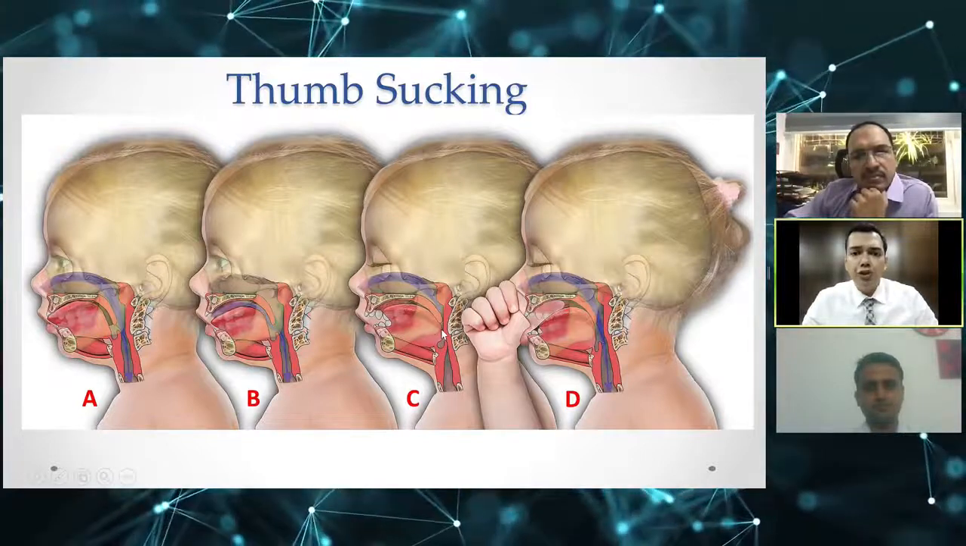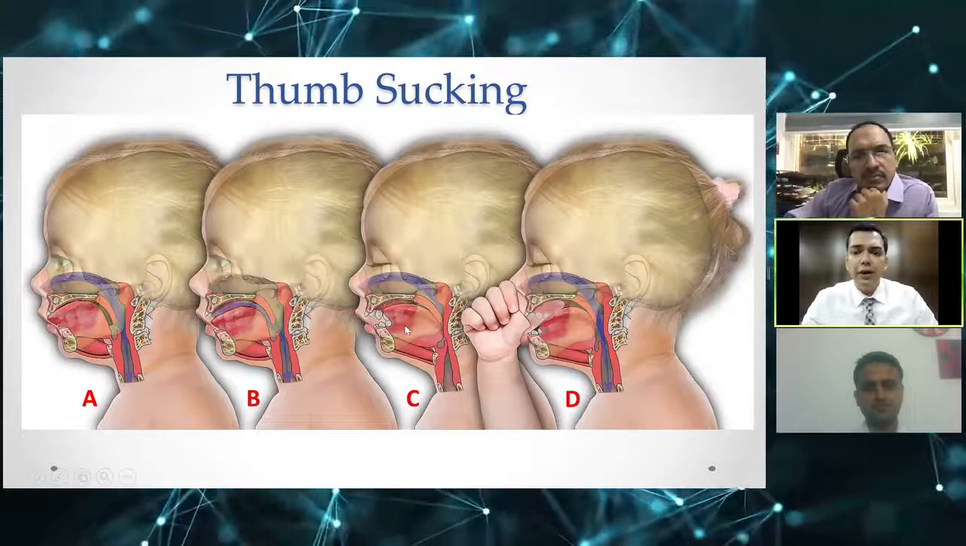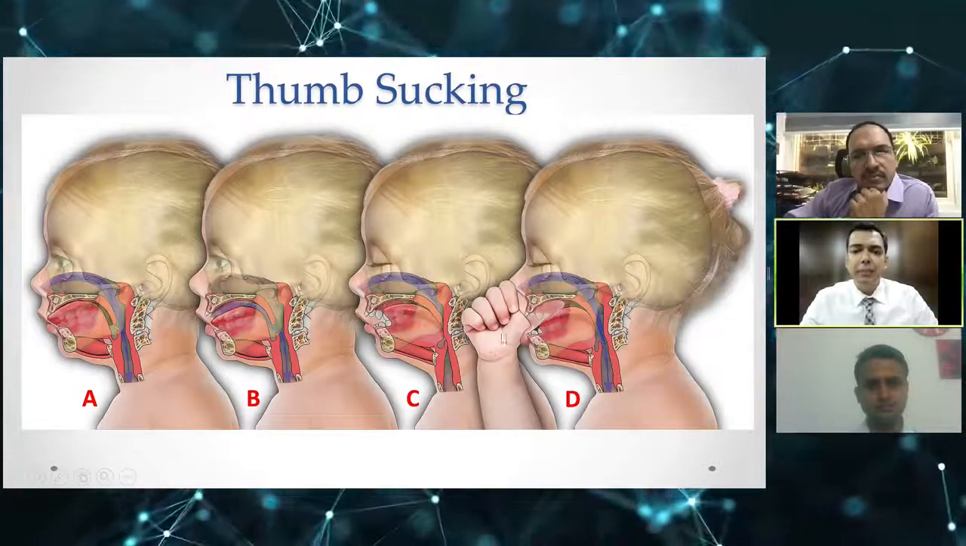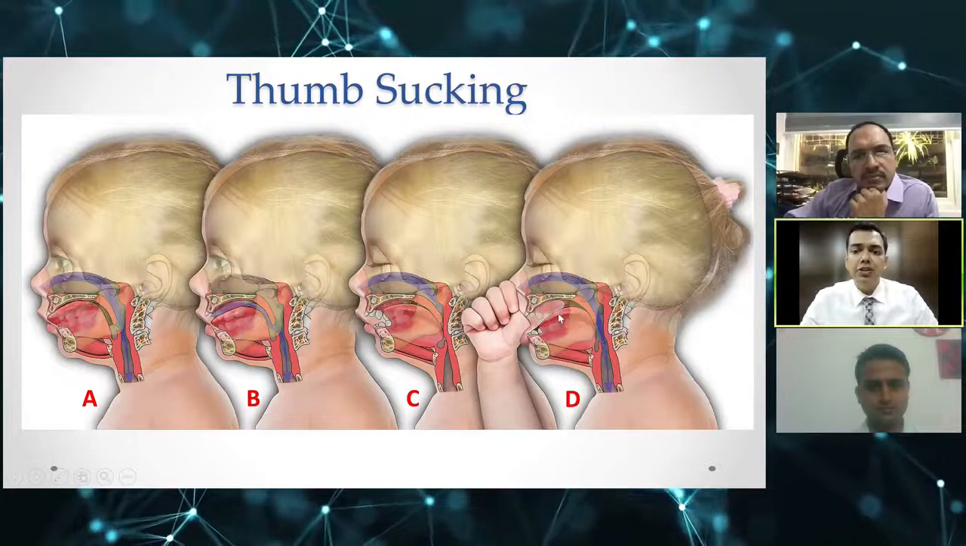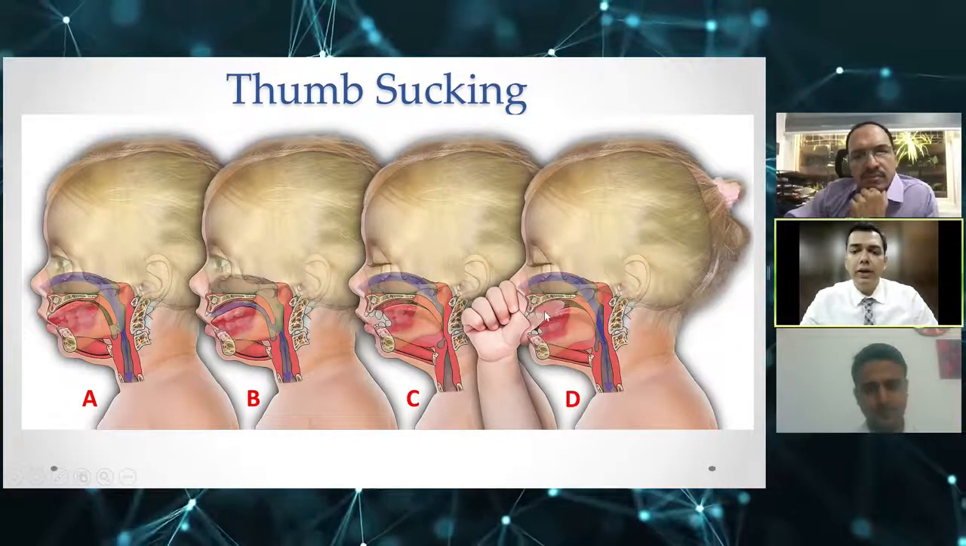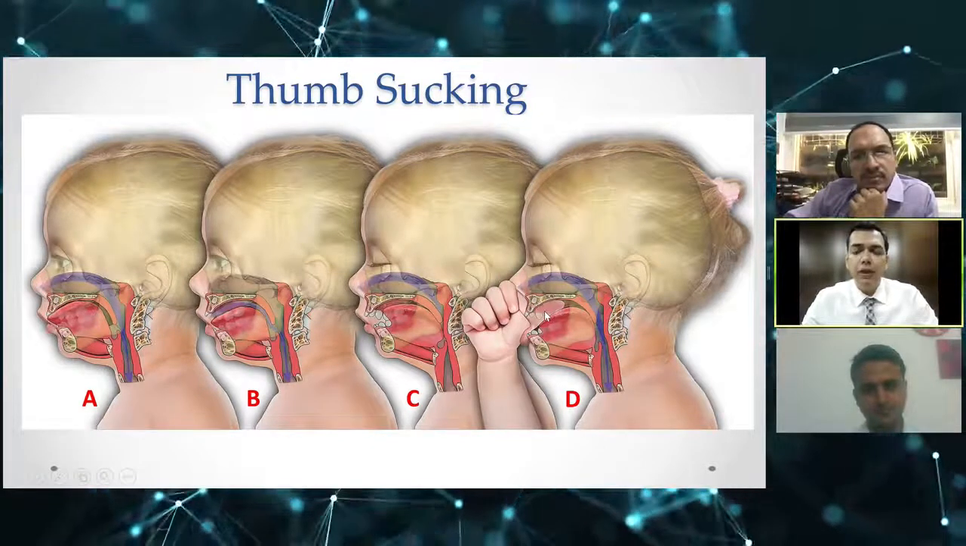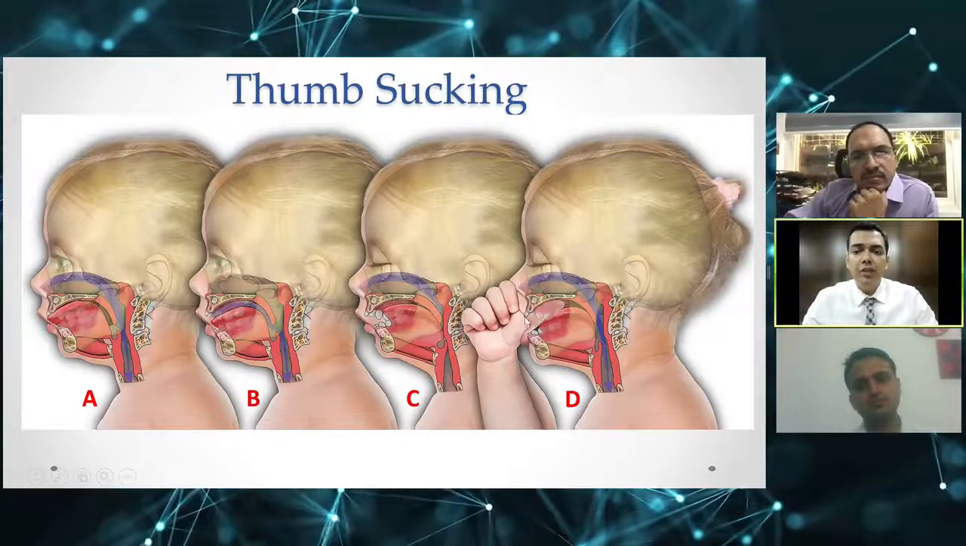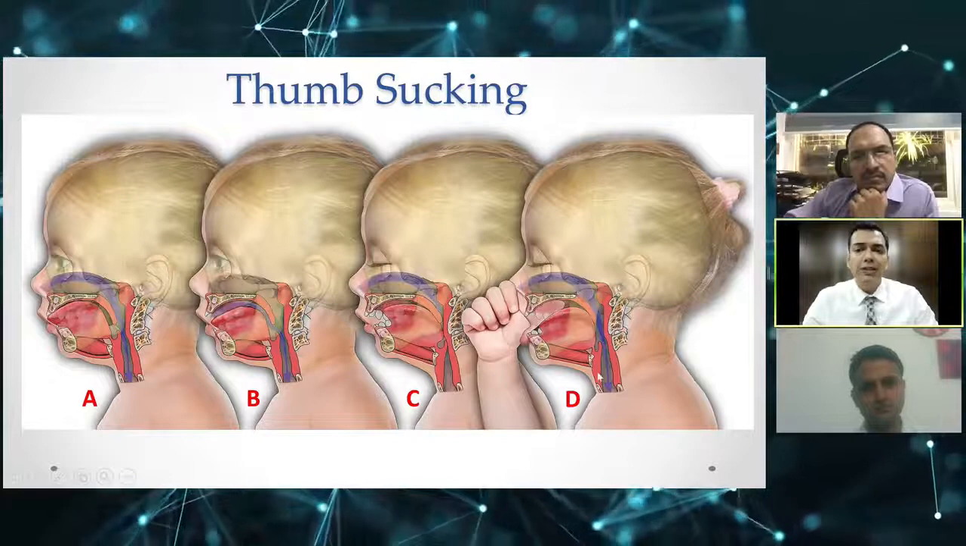How does the kid ensure that the tongue is not falling back? What is the oral appliance that the kid uses? It's the thumb. The tongue is getting pulled forward by the suction mechanism when he's sleeping, and the thumb is used to open up this passage.